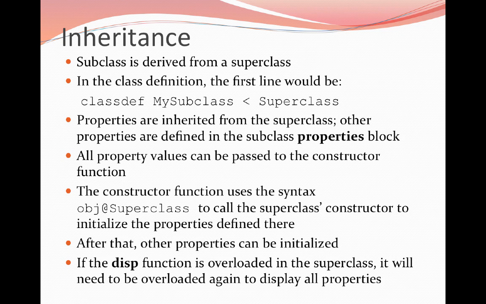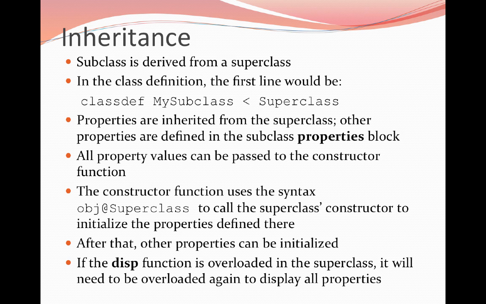Inheritance is when a subclass is derived from a superclass, or, in other words that we use sometimes, the child and the parent. So the child is derived from the parent. In order to do this in the class definition, the first line would look something like this. You'd have classdef, then the name of the subclass, and then you have the less than symbol and the name of the superclass.